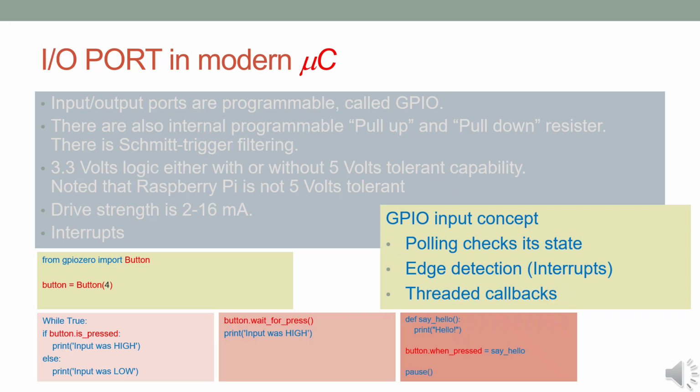Edge detection with wait_for_press. To detect a state change, also known as an edge, we can use the wait_for_press method, button.wait_for_press().